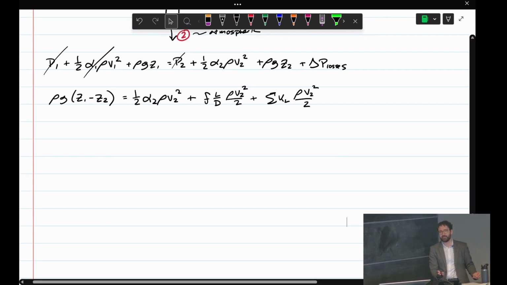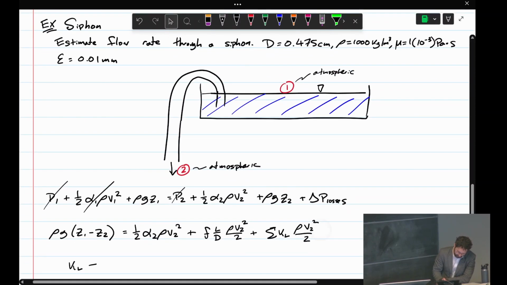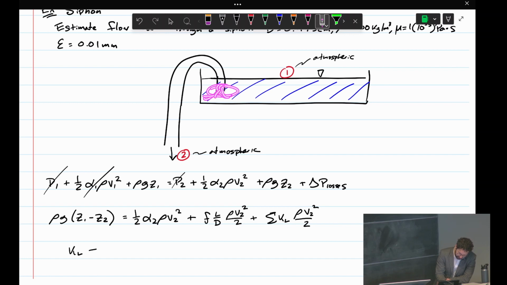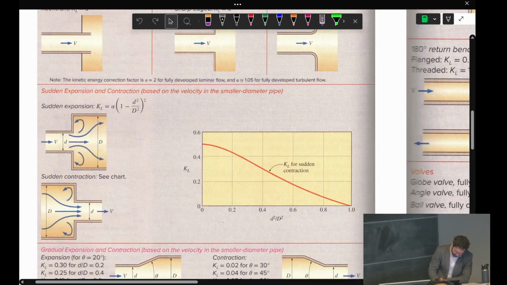So the friction factor is complicated here, right? Let me talk maybe about the KL first. So we have an entrance loss here as water is kind of flowing in. We also have a loss in this bend. The rest of this is basically just straight pipe. And I don't think we have anything in this Cengel table about, say, an atmospheric discharge loss, so we can't really account for that. So I'll go to the table now to get our loss coefficients.